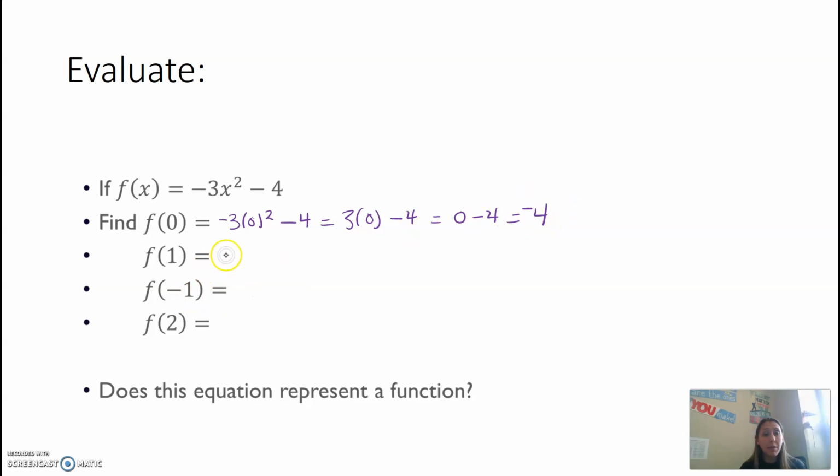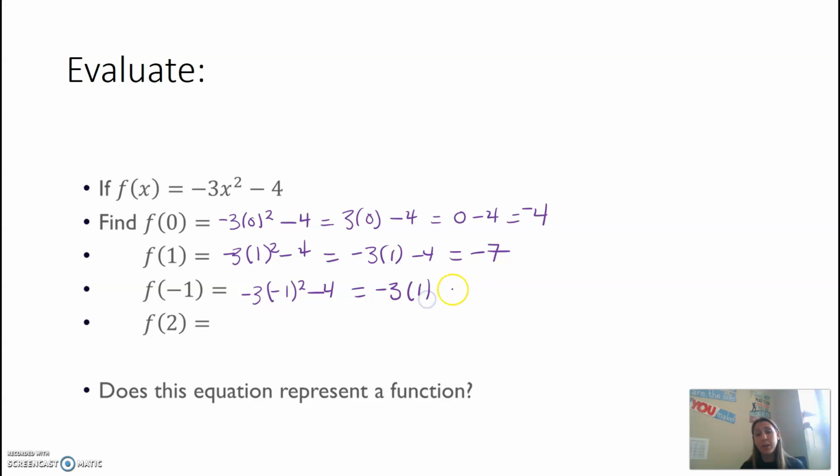I'm going to do the same thing for this one. So I'm going to do negative 3 times 1 squared minus 4, because this is my f function and I'm finding my different outputs. So when x is 1, my y is going to be negative 3 times 1 minus 4, which is equal to negative 7. Do the same thing here. Negative 3 times negative 1 squared minus 4 is going to be equal to negative 3 times positive 1 minus 4, which is still negative 7.